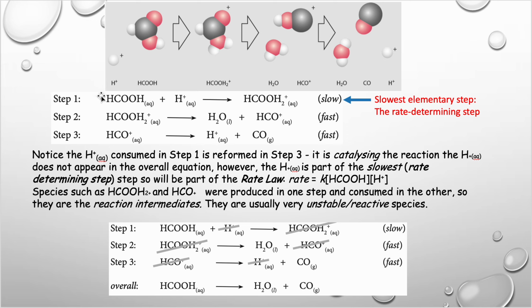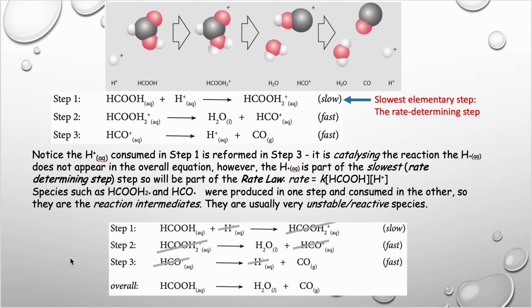This is why, if you look over here, the slowest one makes your rate law for this overall reaction. So even though hydrogen is not part of the overall reaction, it is still part of your rate law for this reaction.